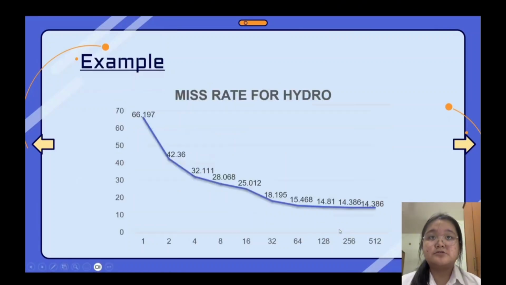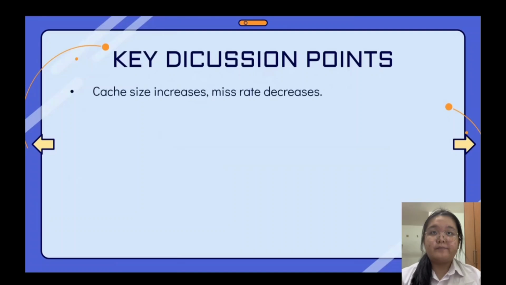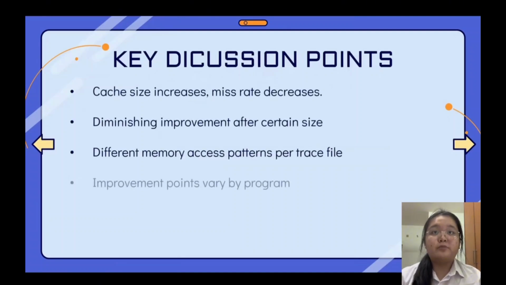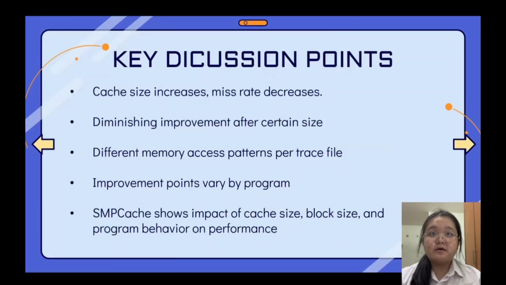The other example is the trace file hydro.prg. When the block size was 8, the miss rate was 28.068%. But when the block size increased to 32, the miss rate dropped significantly to 18.195%. And after block size 256, the miss rate stabilized around 14.386%. This example shows that once the working set of the program fits into the cache, the number of capacity and conflict misses drops sharply, and only compulsory misses remain.